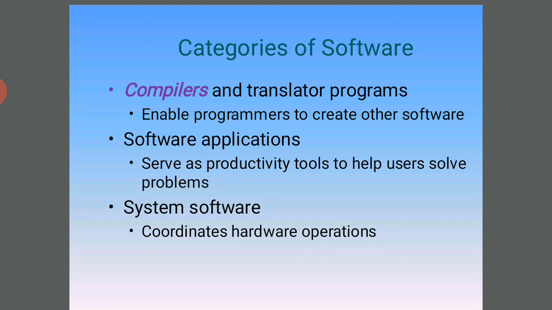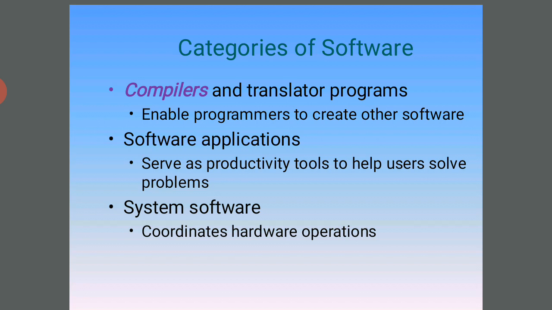The system software coordinates the hardware operations. It is used to coordinate the hardware. Application software is designed by the user. So the user designs different types of application software. For example, we take the database and MS Office, and also hotel management and the railway inquiry counter information. This type of software is prepared by the user, that is called application software.